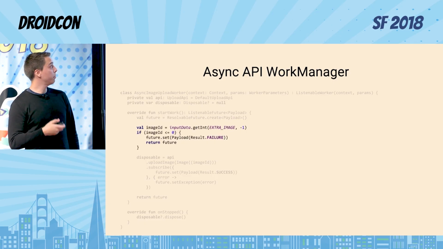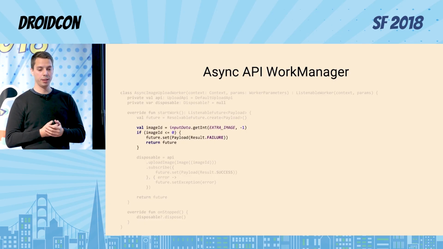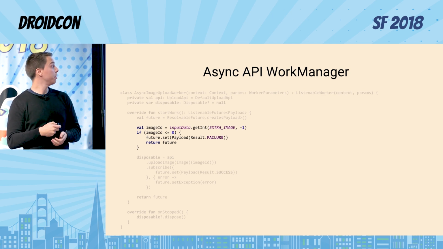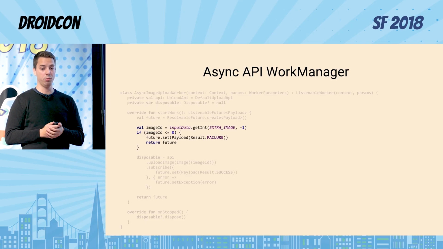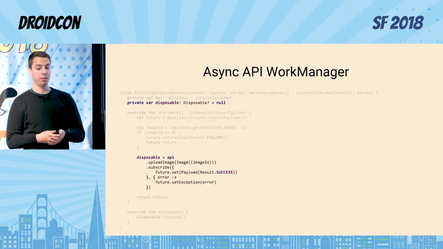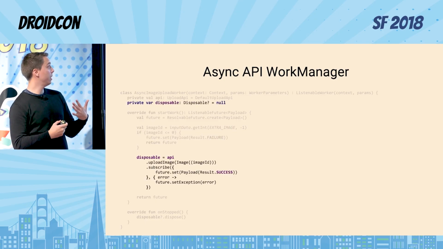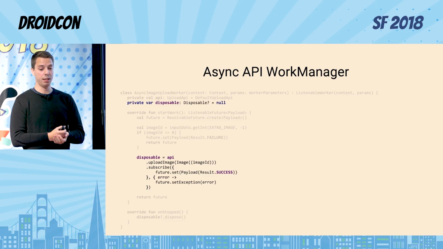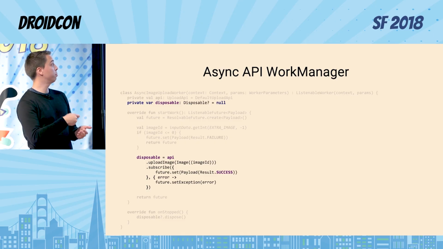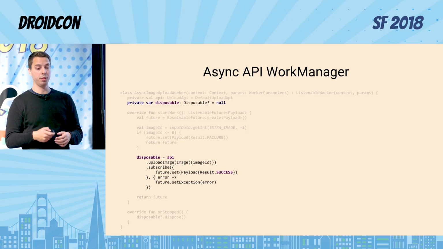So, and then I check my input data once I've created all of these, and if I don't get valid input data, then I set a result as a failure and return the future immediately, and I don't need to do any work. If I got valid input data, then I call my API to upload the image, and with RxJava, this returns a Disposable. I save this Disposable for later so that I can stop the work early.